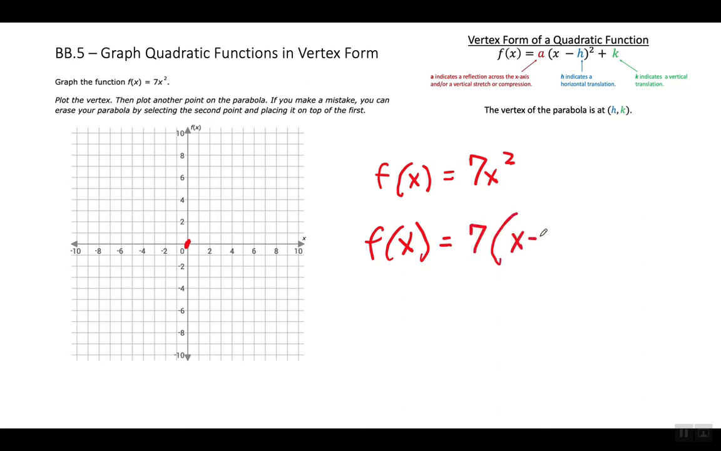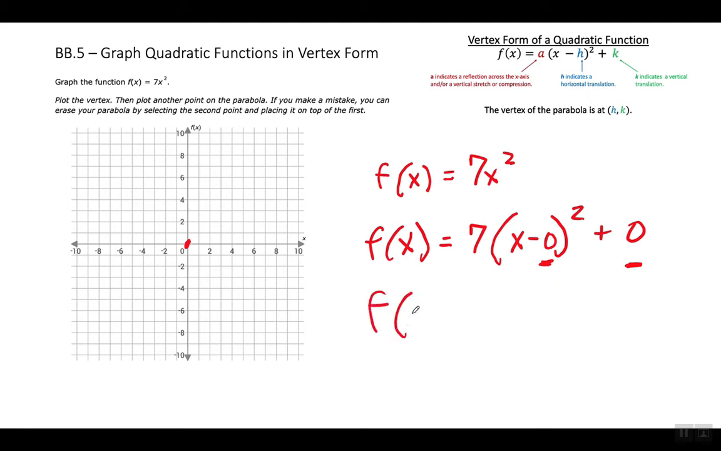Expanded, it would look like this. Si lo escribo de esta forma, esto es lo que está pasando. All right, H and K are 0 and 0. Okay, H y K son 0 y 0. A is positive 7. A is a positive number, so the parabola opens up. Hay un número positivo, así que el parabola se abre para arriba.